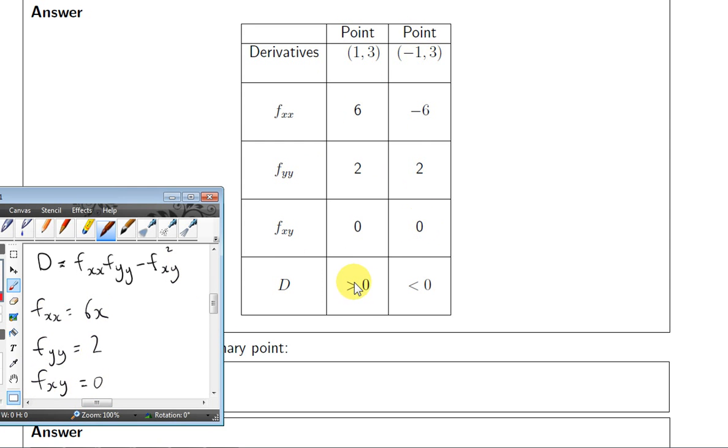Now we need to calculate d for both of these points. So we need to multiply 6 by 2 and subtract 0 squared. Well, that's going to be positive. So d is going to be positive for point (1, 3).